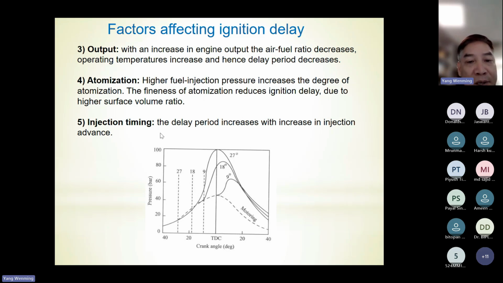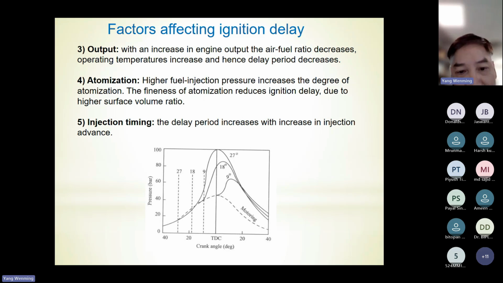So assuming the fuel injection timing is minus 27 degrees CA before TDC. The second case is minus 18. The third case is minus 9. So we compare three fuel injection timings. The ignition delay time will decrease.